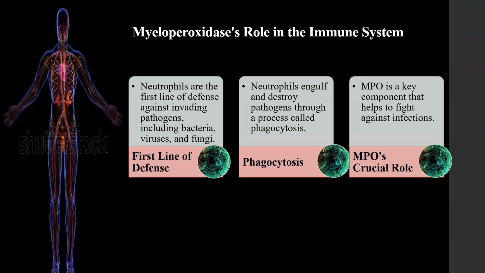Let's see the role of myeloperoxidase in the immune system. Neutrophils act as the first line of defense against invading pathogens that include bacteria, viruses, and fungi. By the process of phagocytosis, neutrophils engulf and destroy the pathogens. Myeloperoxidase is a key component that helps to fight against infection.